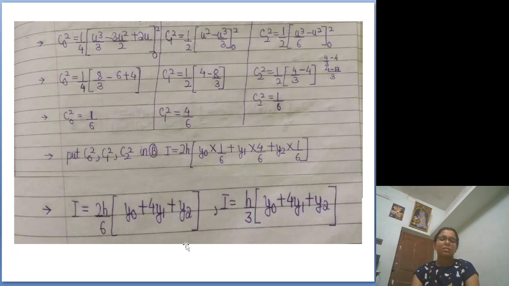So we can say that we can generate the whole Simpson's 1/3 rule from the Newton-Cotes rule. And so with this, question number 4 ends.